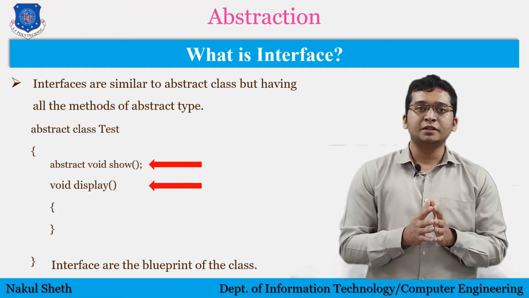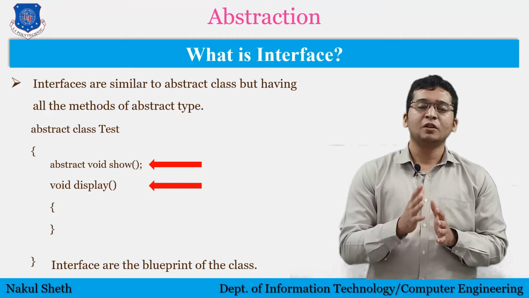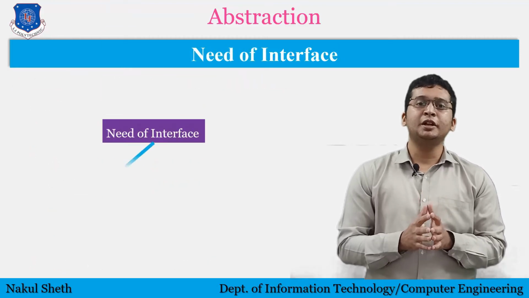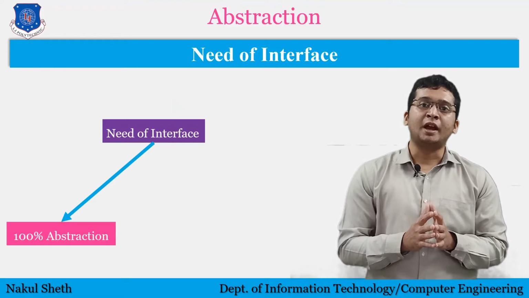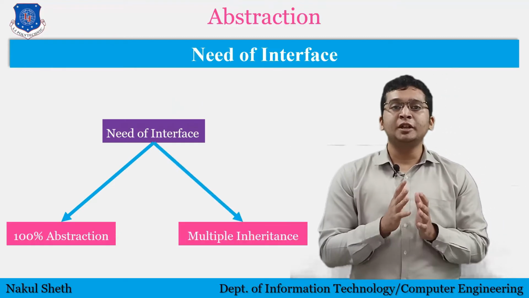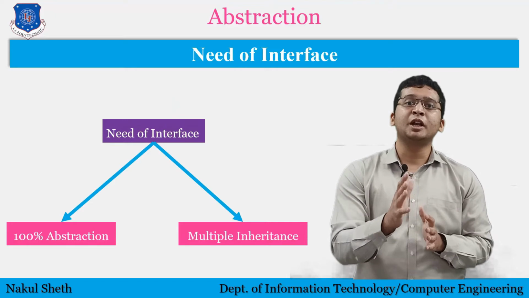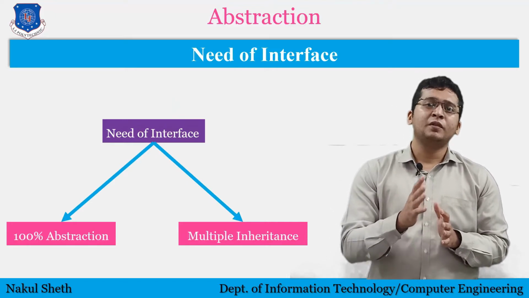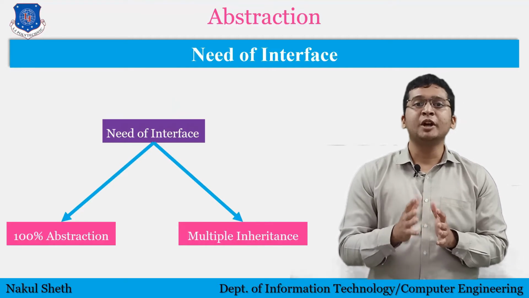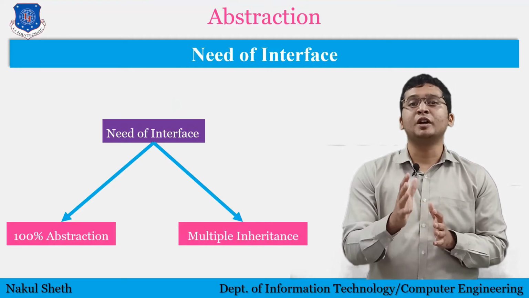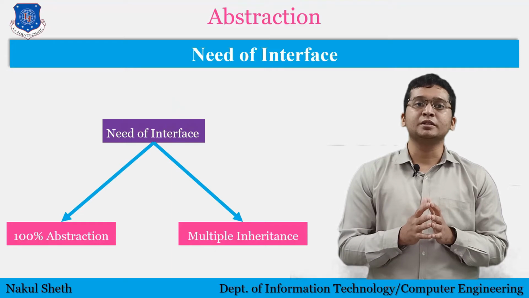Now the question is, why we need interface? First, by using interface, we can achieve 100% abstraction in Java. And second is, by using interface, we can support multiple inheritance in Java. We cannot support multiple inheritance in Java directly, but by using interface, we can achieve multiple inheritance.